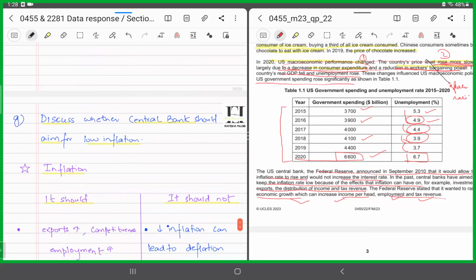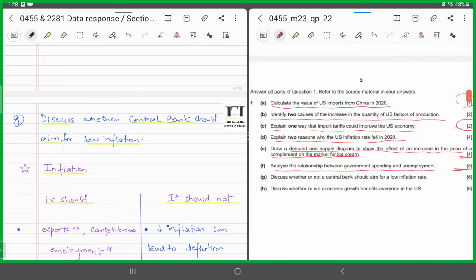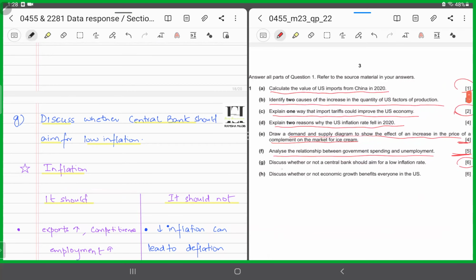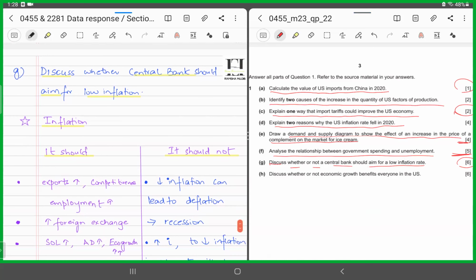Part G. Part G is again a discuss question. This question is worth 6 marks. It's asking us to discuss whether or not a central bank should aim for a low inflation rate. So now they are asking us generally whether or not a central bank should intervene or keep its prime objective to keep a low inflation rate. All right. So now a central bank, should it aim for a low inflation rate or not?